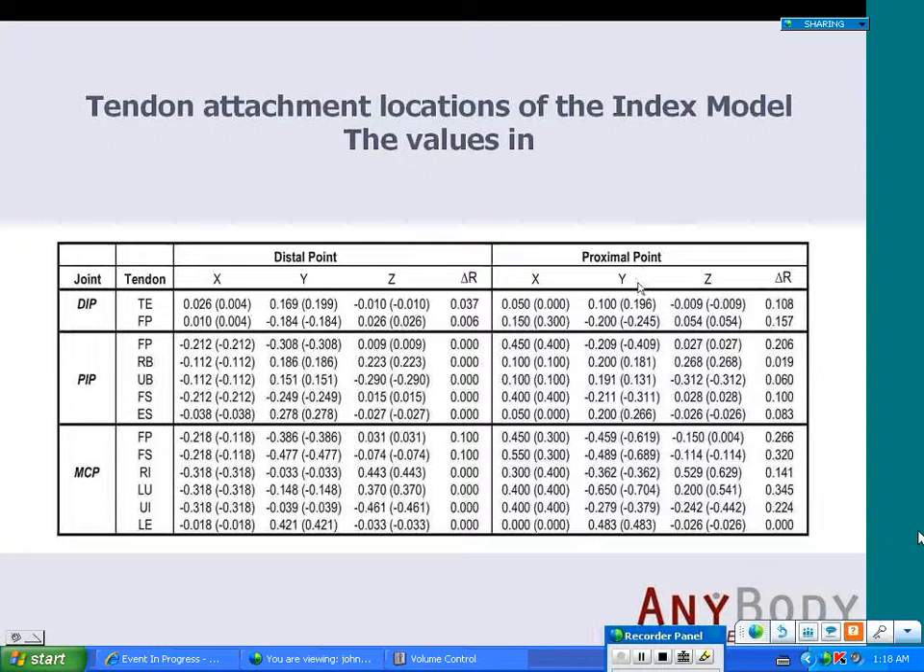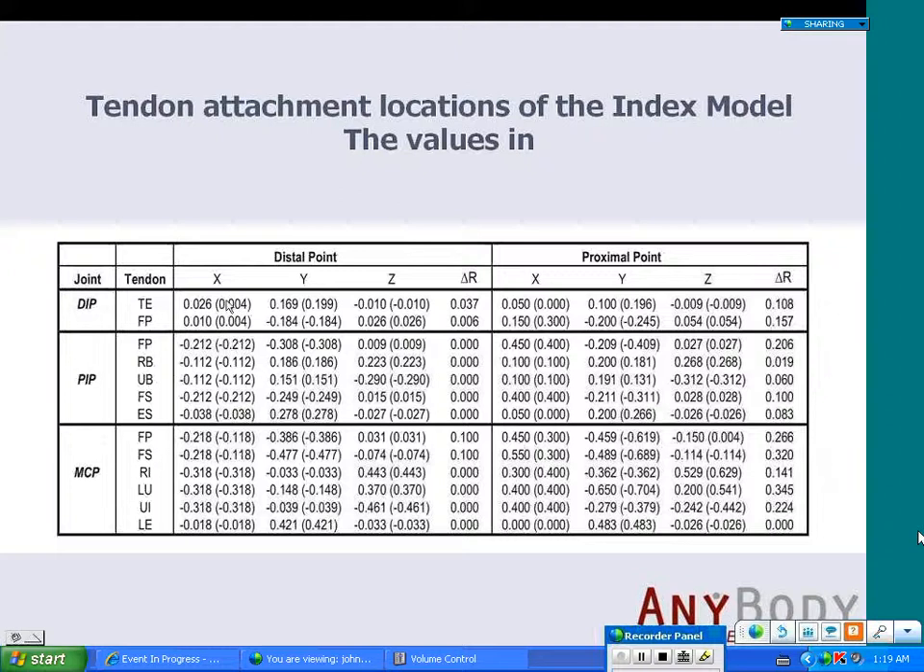Then across the PIP, there are 5 tendons, for example. They cross this joint with 2 points each. Then MCP has 6 tendons across this. And there are 2 numbers. The number outside is the number we used in our model, and the number in parentheses is the original data measured by Dr. An in the early study. We don't use this because we find that sometimes there's some conflict.